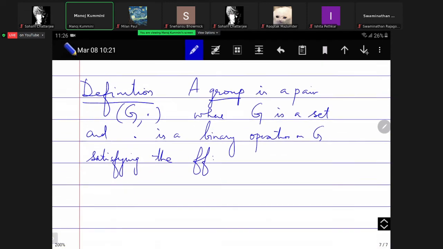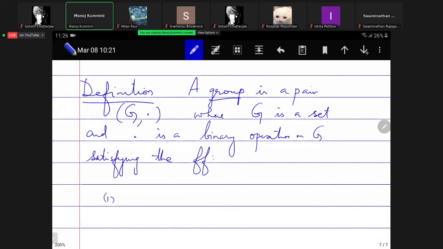Okay. First statement. It's a binary operation, so it takes two elements of G and outputs an element of G. This is what we mean. This is associative.